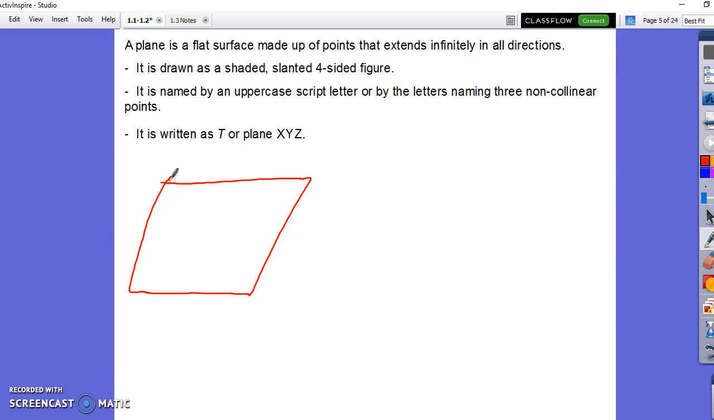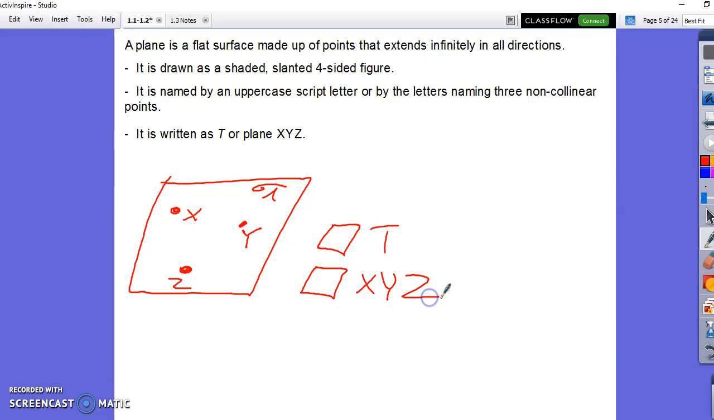It is named by an uppercase script letter. So we could name this plane T. Also, you only need 3 points to denote an actual plane. So I have the point X, I have the point Y, and I have the point Z. I can call this plane T, or I can call this plane XYZ. Either way.